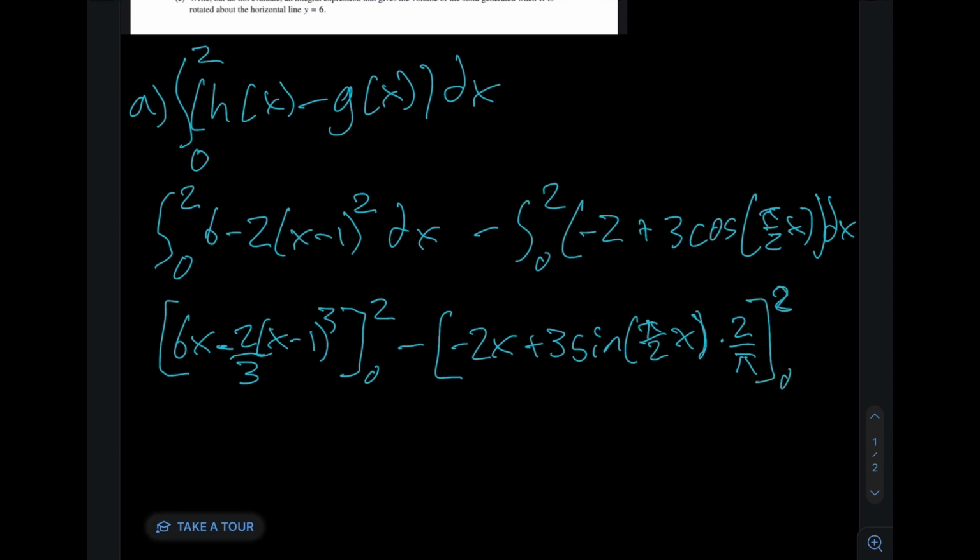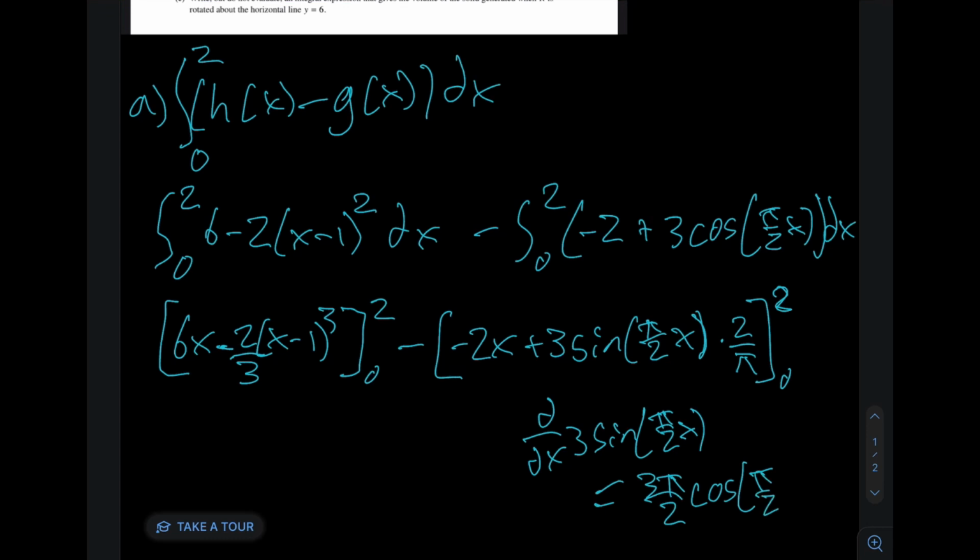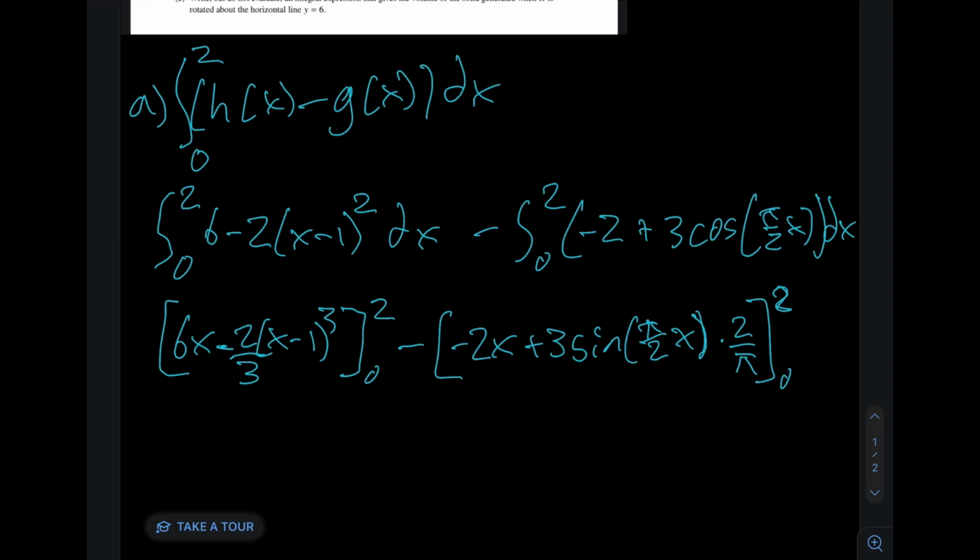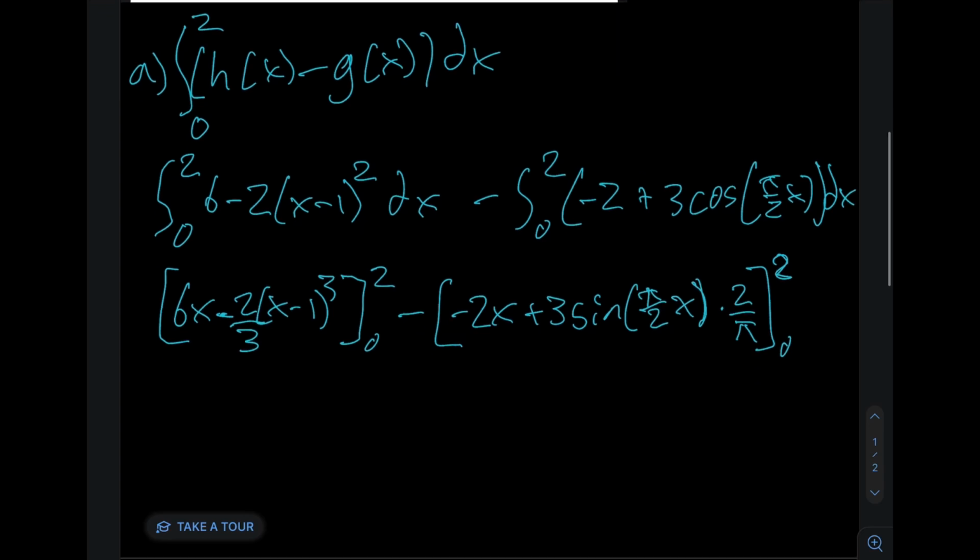And if you don't quite get this, if we do 3 sine of pi over 2x, and we take the derivative of that, we would then get 3 pi over 2 cosine of pi over 2x, and that's because of the chain rule, which makes this pi over 2 pop out. So we basically have to undo that in our integral, which is why we multiply by the reciprocal, 2 over pi, on the outside. I hope that makes sense to you guys.